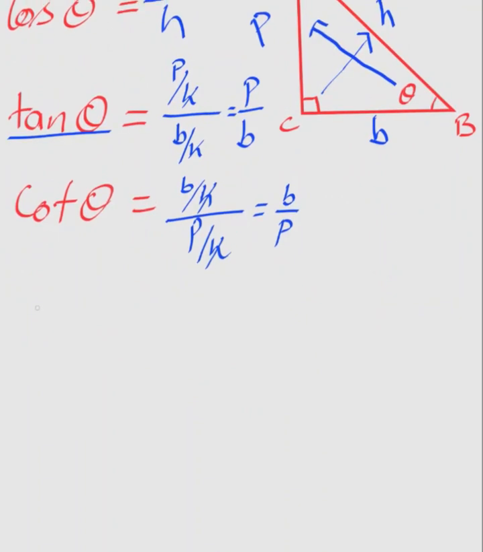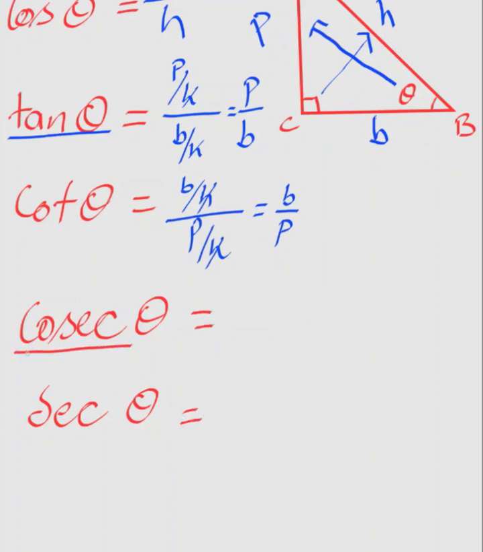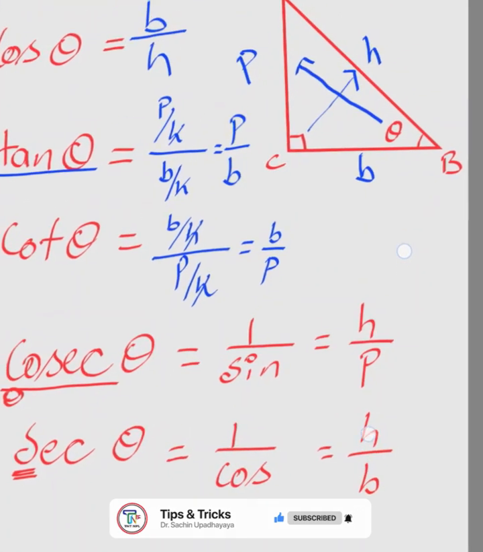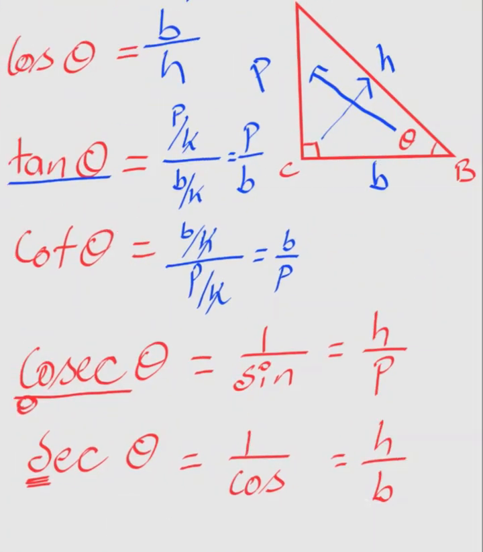Now we have cosec theta and sec theta, right? When you see cosec, it starts with c like cos, but it is the opposite of sine. When you see sec, which starts with s, it is the opposite of cos theta. So cosec is h by p, and sec is h by b. It's very simple. Anything more than this, I will teach you in the next video.